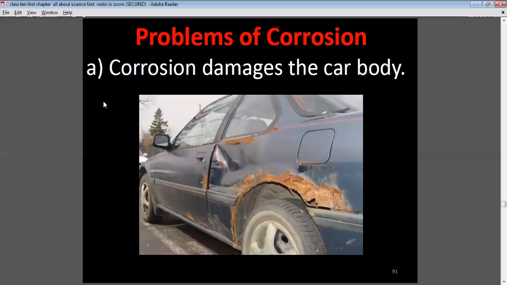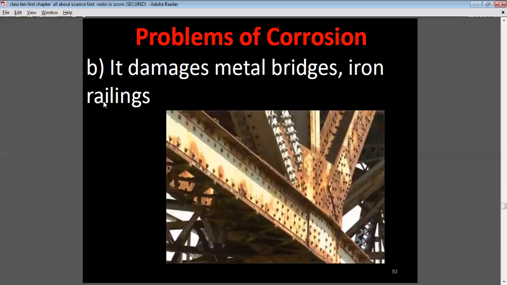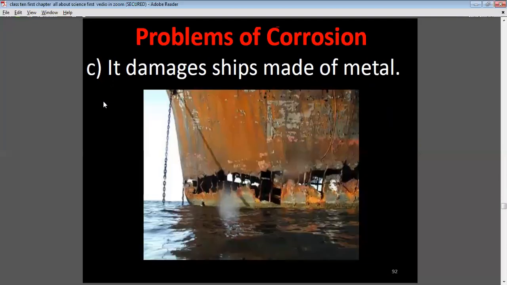The problems of corrosion. Corrosion damages the car body. Second problem, it damages metal bridges and iron railings. It damages ships made of metal.